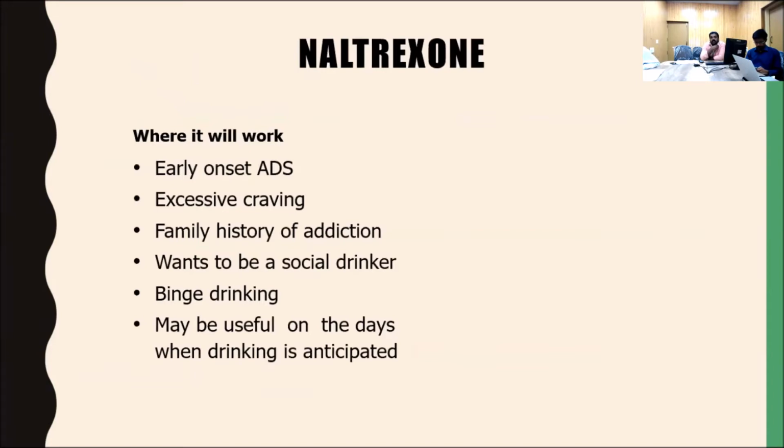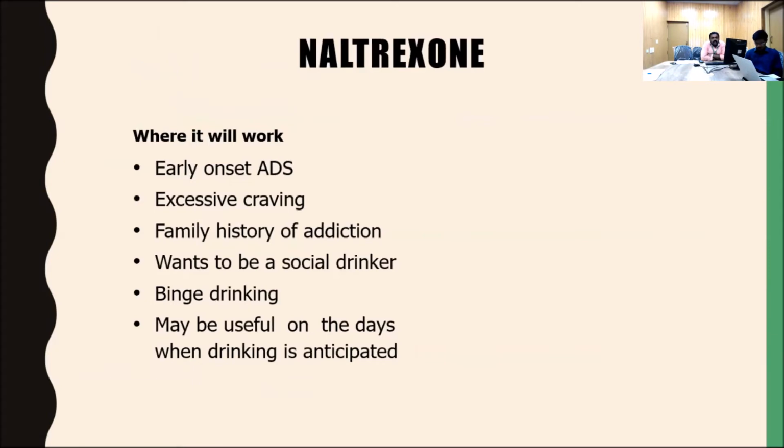So what kind of patient profile is naltrexone effective in? Someone with early onset alcohol dependence, someone who has alcohol dependence before 25 years of age, someone who complains of excessive craving, or has a family history of addiction. Naltrexone is one of the drugs for which a lot of pharmacogenomic studies have been done, and there is a specific gene polymorphism related to the OPRM1 gene, and people who have polymorphisms in this gene seem to respond to naltrexone much better. Hence the family history of addiction. Also someone who wants to be a social drinker, since naltrexone is an anti-craving agent.